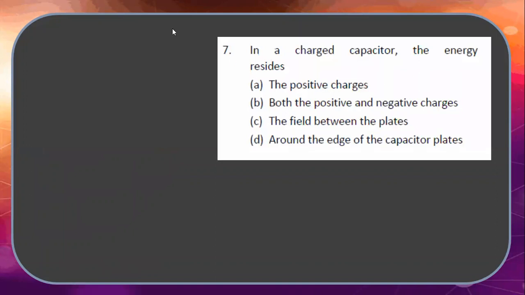Next. In a charged capacitor, the energy resides, the energy that will be there in between the plates of the capacitor. Energy or charge will be in between the plates of the capacitor. C option is correct.